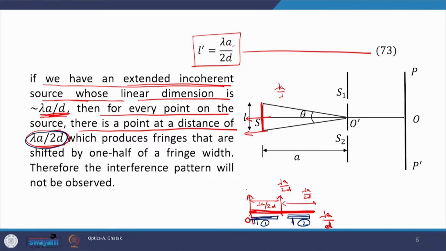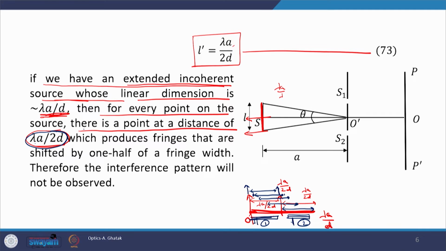These two points are at a distance lambda A by 2d. Similarly, let us shift this point here and this point here. This distance is also equal to lambda A by 2d, and this distance is also lambda A by 2d.